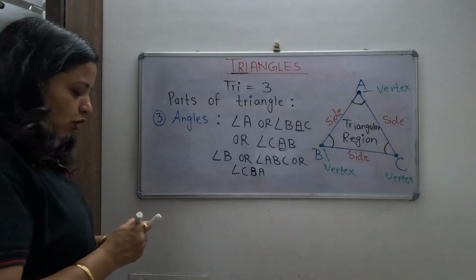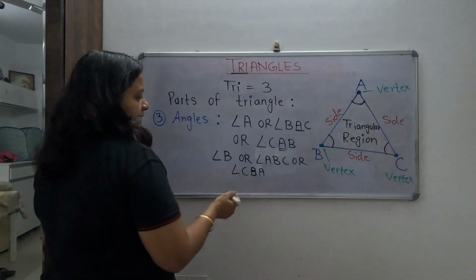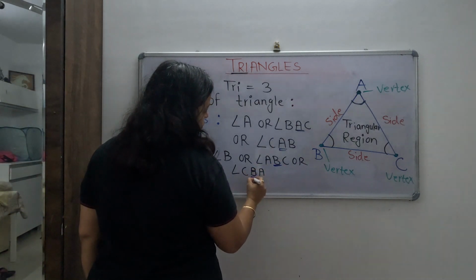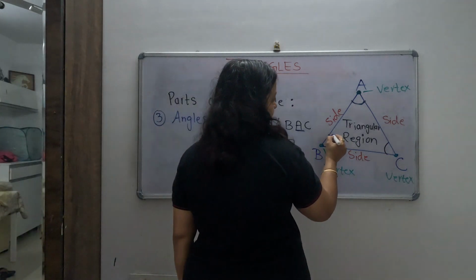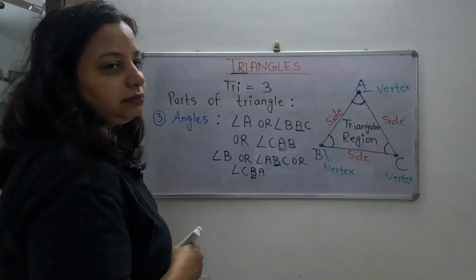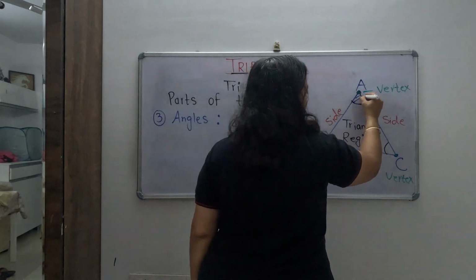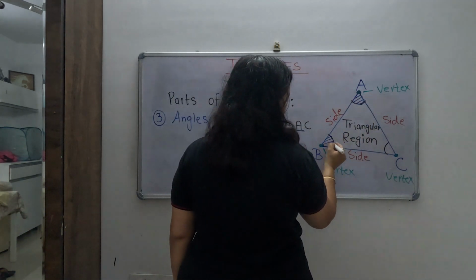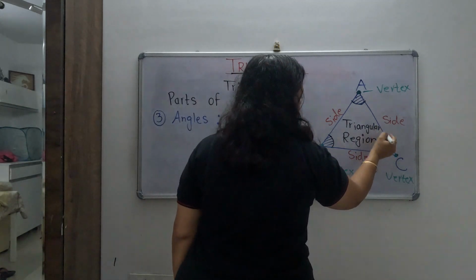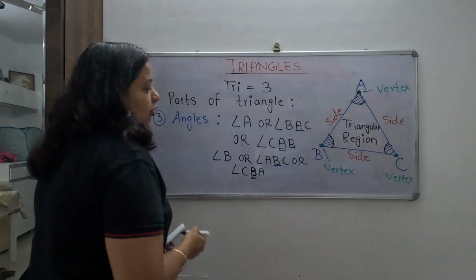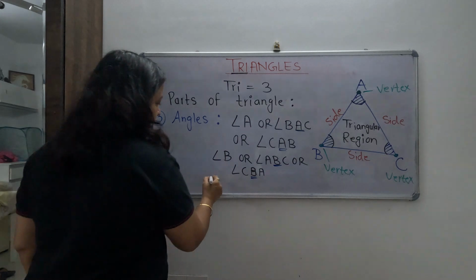Now you can see all three variations are correct, but B must be in between because we are talking about angle B here. So this is angle A and this is angle B. We are talking about angle. Now come to the angle C.